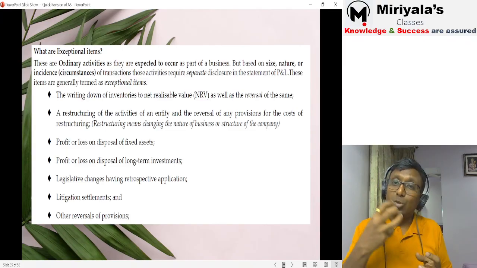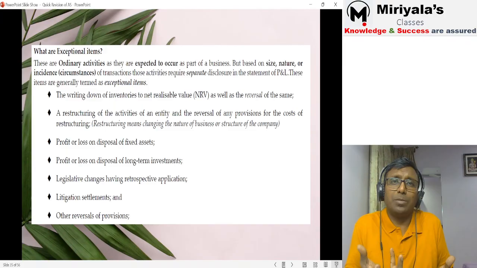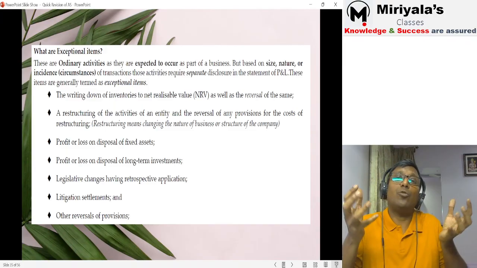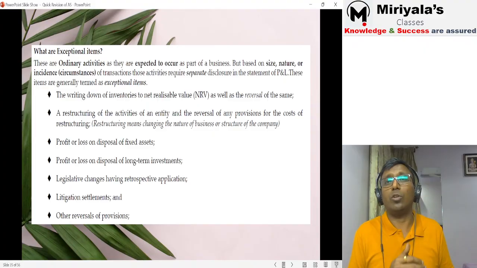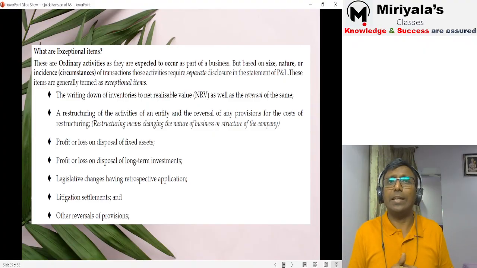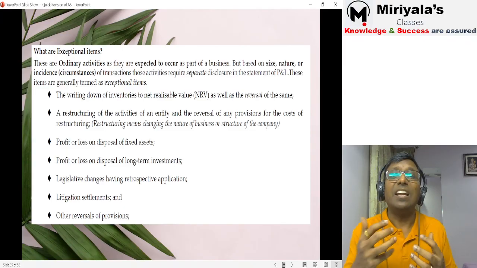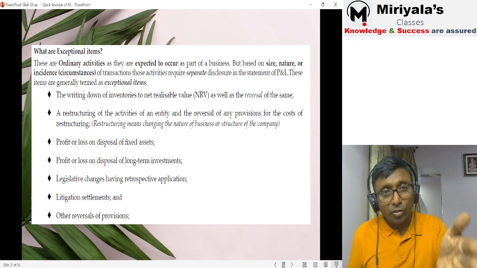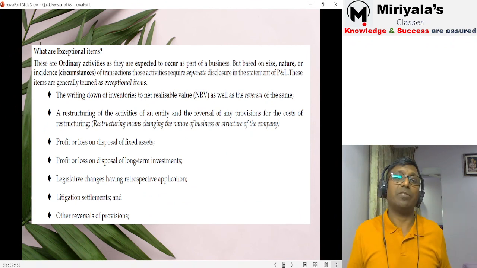Its nature is different. Sale of fixed assets is not my routine business. At the same time, the value involved is huge. Then I would like to show it separately. Impairment of fixed asset as per Accounting Standard 28, yes, it is exceptional. Impairment loss will not happen on a daily basis. And the standard has given the following 7 points. You please remember all these 7 points, my dear.